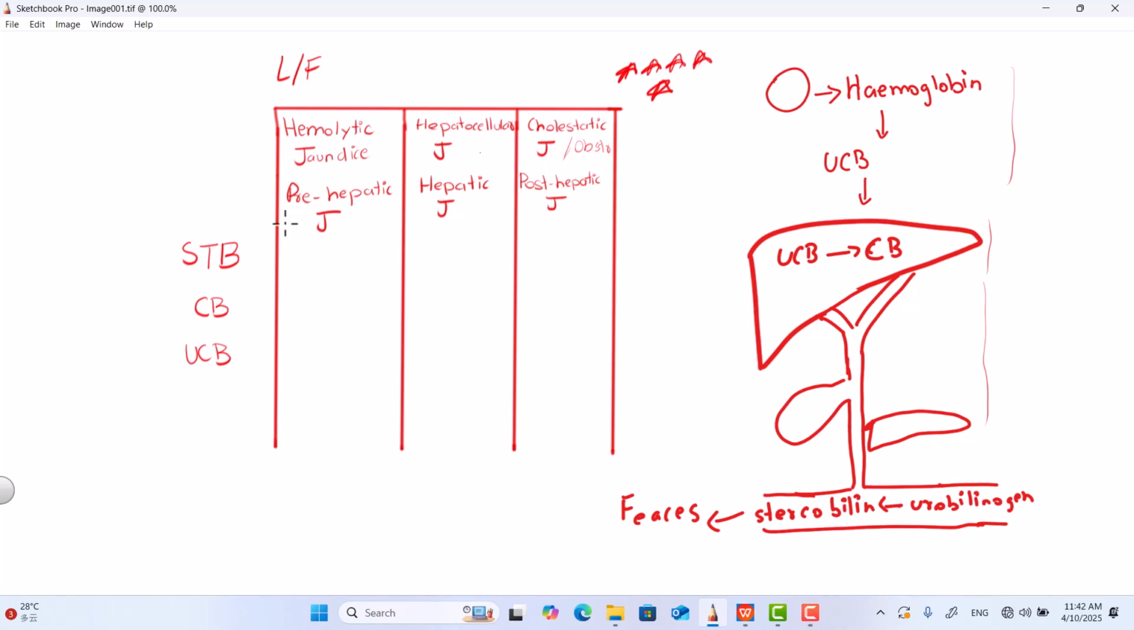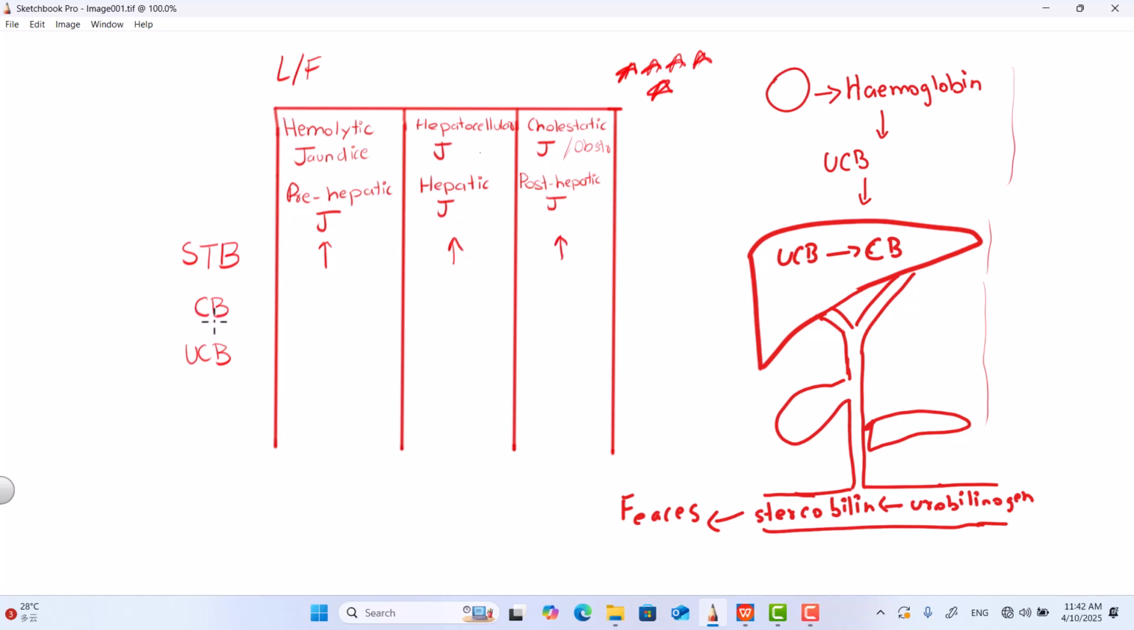So now we are going to study these laboratory findings. This is serum total bilirubin. As we know, jaundice is due to the deposition of bilirubin, so this is going to be increased in every scenario: in pre-hepatic, hepatic, and post-hepatic jaundice.